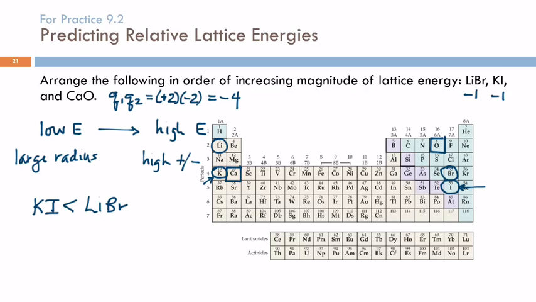There's a lot stronger attraction between the calcium and the oxide. There's not a real clear difference in size, but there is a big difference in the charge. The charge is usually going to have a bigger effect than the size. So is the calcium oxide going to have a higher potential energy, a larger potential energy, or a smaller? Higher. So I'm going to put calcium oxide here at the top.